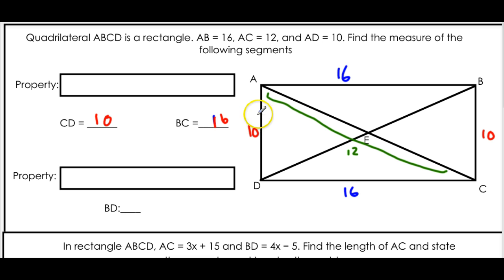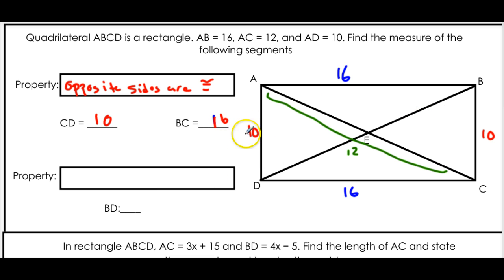Okay. The property we used is the property that we know about all parallelograms. Opposite sides are congruent. That's the property that helped us solve this, right? We know that opposite sides are congruent, so that helped us solve this problem.